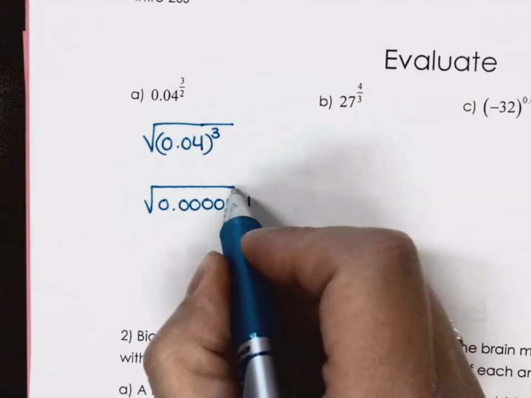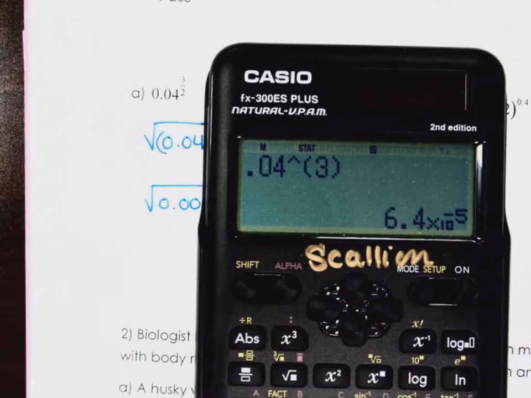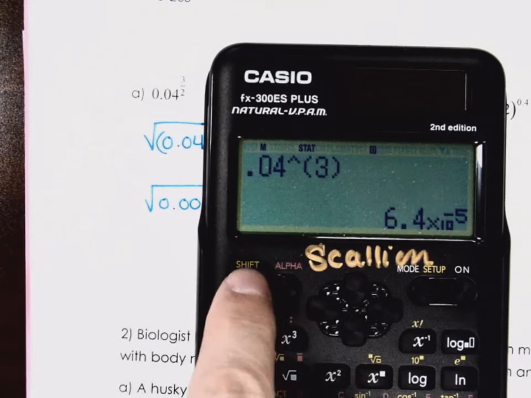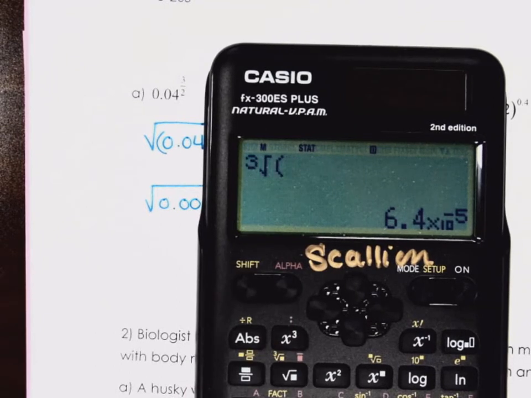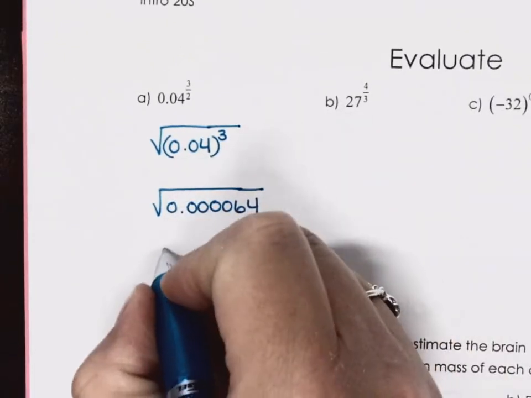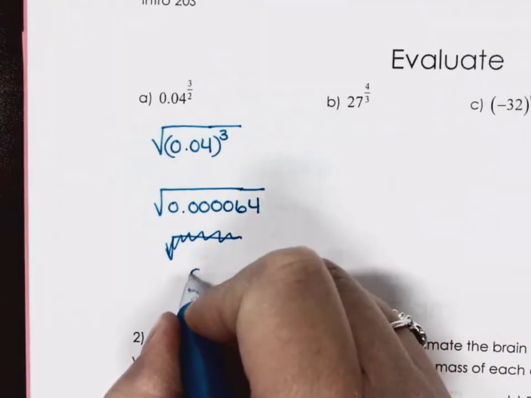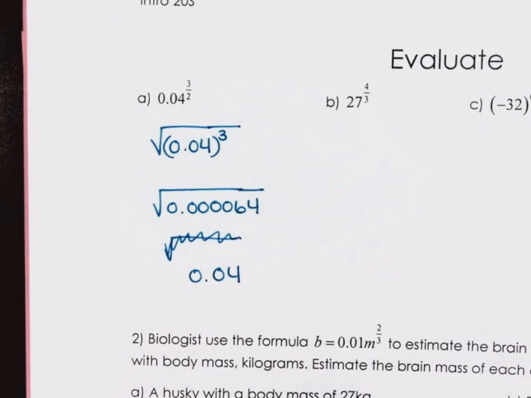Maybe we should have just squared that first. And now we're going to square root it. Shift, square root, 0.123464. We're right back to where we began. Oh, sorry, I did the square root. I already did that. So 0.04 is my answer.